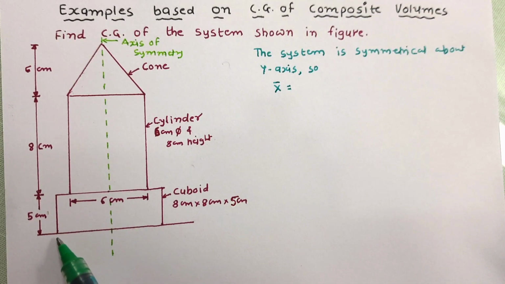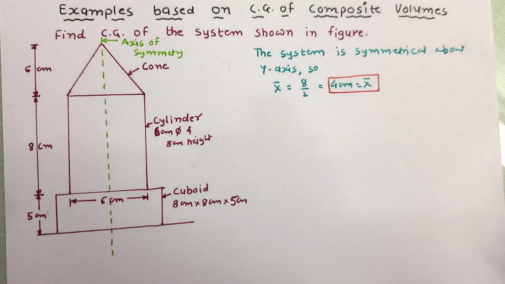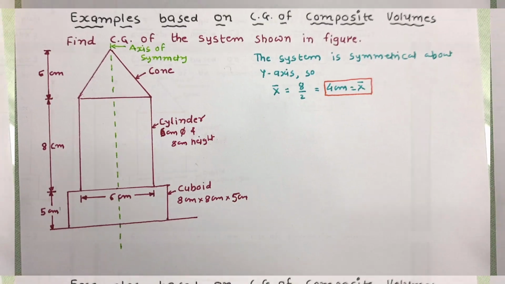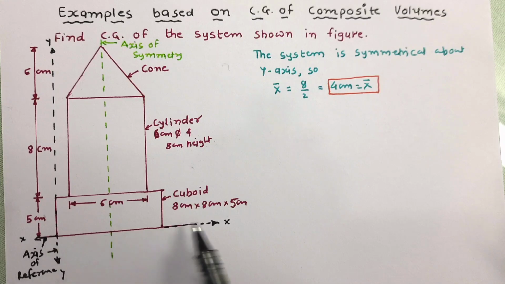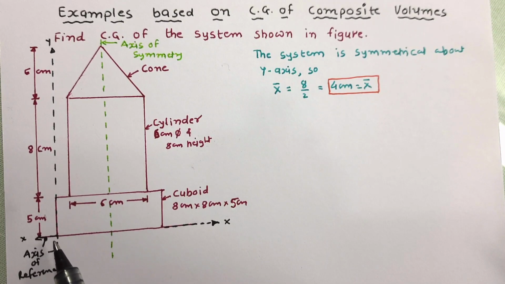X bar is equal to total dimension of body along X axis divided by 2. So this is the base of cuboid which is 8 cm wide. So X bar will be, so X bar has been obtained. Now second step, to decide the axis of reference. So let us mark axis of reference. So these are the axis of reference XX and YY. This axis has been selected in such a way that this object remains in first quadrant.